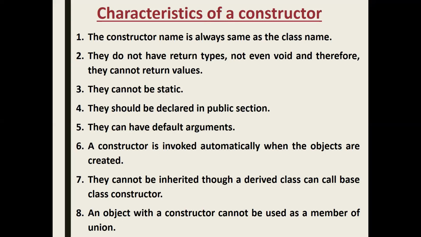The constructor is invoked automatically when the objects are created, and this cannot be inherited through the derived classes, and it can call base constructors. An object with a constructor cannot be used as a member of a union. So there are 8 characteristics. Out of these 8 characteristics, you can go through only 6; 6 is more than enough for a 3-mark question. And if it is combined with the definition, it will be a 4-mark question.